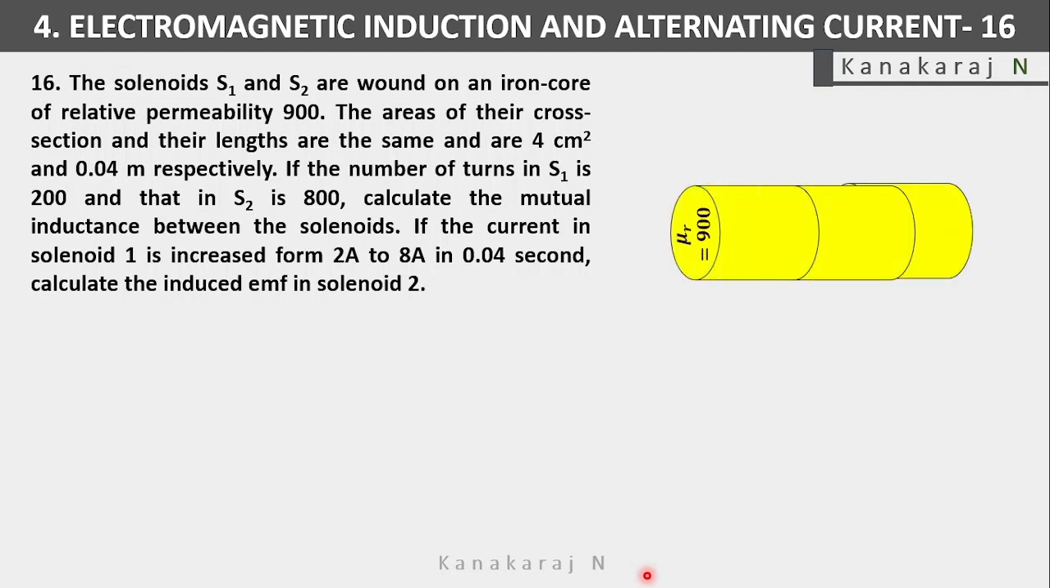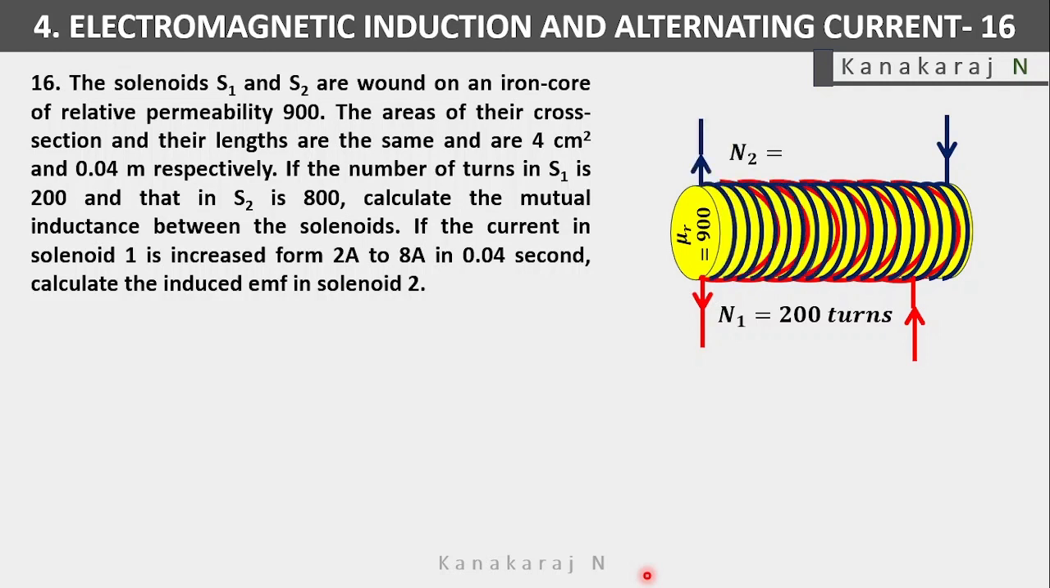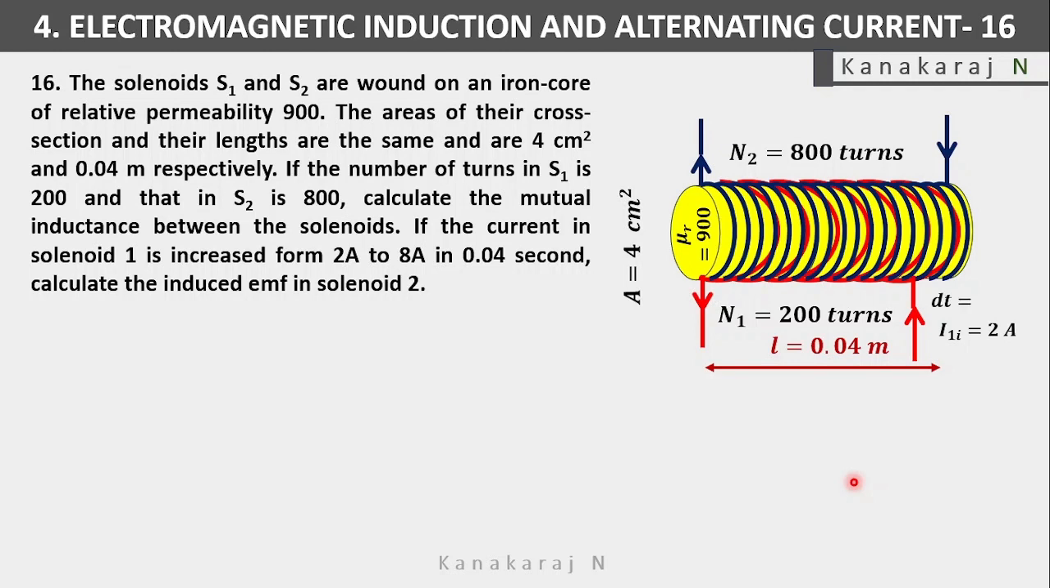This is the iron core with relative permeability 900 and this is the first solenoid. How many number of turns it has? We know it is 200. And in the second solenoid, there are how many number of turns? It is 800. Good. Now, the length and the area of these two solenoids are the same. Length is 0.04 meter and area is 4 centimeter square. Then, the current in the primary, the first coil, initially is 2 ampere. In a time dt of 0.04 second, it changed to 8 ampere.